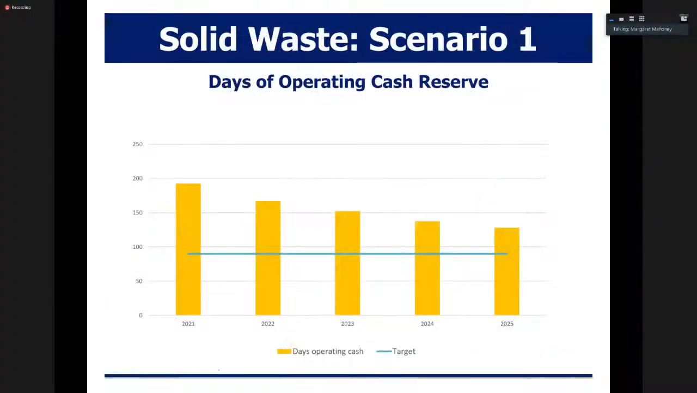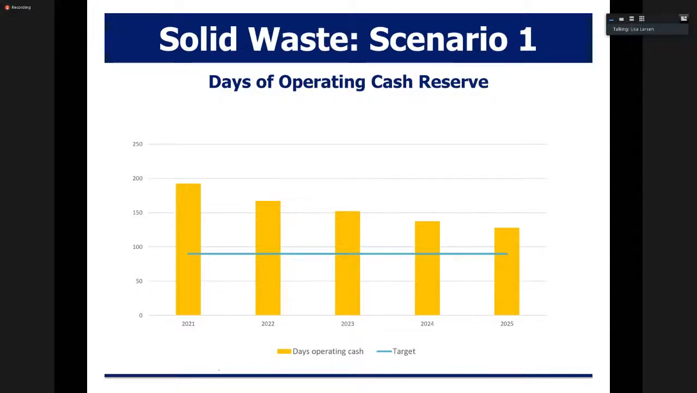So similar to the looks that we had for stormwater and water wastewater, we're looking at days of operating cash on hand for this operation as well. The target for a solid waste operation is 90 days of an operating cash reserve. That is the blue line there. As you can see, in 2021 we do have close to 200 days of operating cash. But again, we are working our way down to a target of 90 days by 2025.